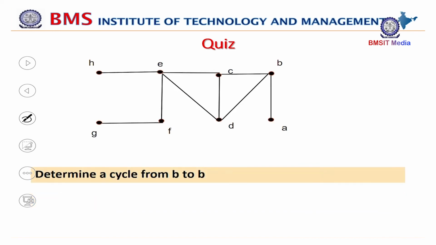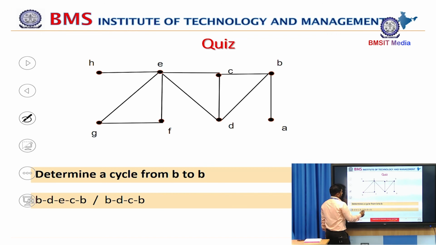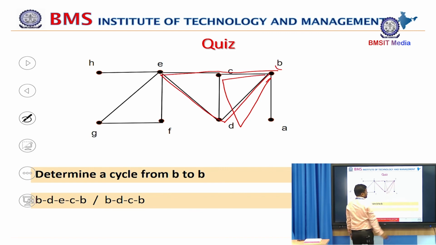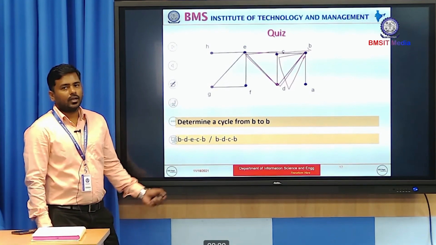Now, determine a cycle from B to B. Here in this example, we should not repeat any vertices or any edge. You can see we have two cycles here. Starting from B, B to D, D to E, E to C, and C to B. So, this is one cycle, and we have another cycle: B to D, D to C, and C to B. Since the start and end vertex are the same and there is no repetition of edges or vertices, we can call it a cycle.